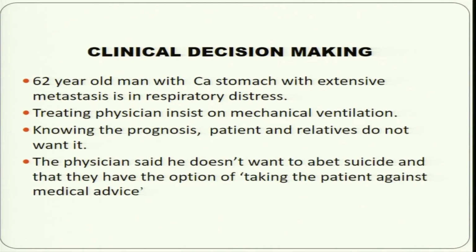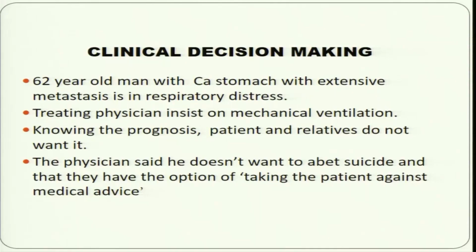So, here is a case scenario for clinical decision making. A 62-year-old man with carcinoma stomach with extensive metastasis is in respiratory distress. He is very dyspneic, breathless, in respiratory failure. The treating physician insists on mechanical ventilation. Knowing the prognosis, the patient and relatives do not want it. Most of the time patients and relatives are explained about the status of the disease, about the advanced stage of the disease, so they also understand that we do not want him to be put on oxygen or a ventilator.